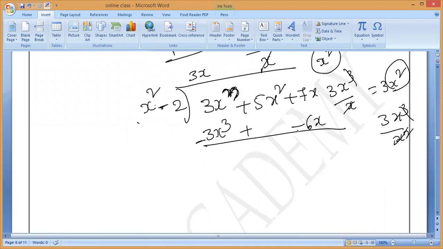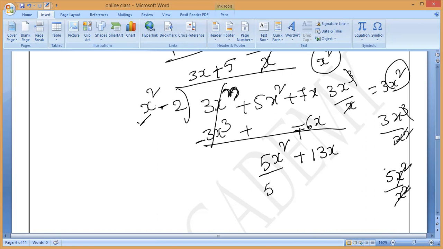Minus becomes plus. The first term gets cancelled. The next term, the right answer is 5x square plus 13x. Here we have to get the 5x square, 5 how many times? Plus 5 times. 5x square by x square is plus 5. 5x square, and minus 2 into 5 is minus 10. Here there is no constant term, correct? Take 0. Is it okay?